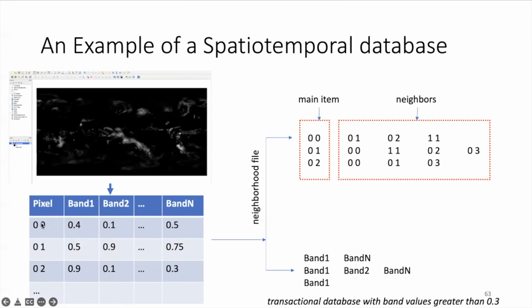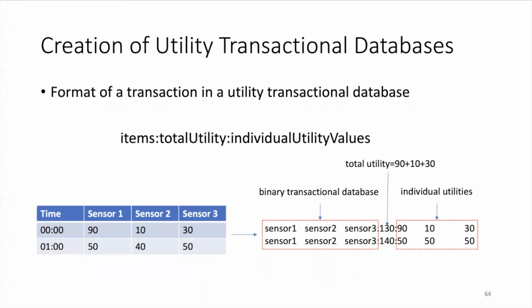Now what we do is we take this pixel information and convert it into neighborhood information. So we say that for the 0,0 pixel, the neighboring pixels are 0,1, 0,2, 1,1. So we create this kind of information. Once we create it, we provide this information to the users and to the algorithm, and generate whatever necessary patterns exist.